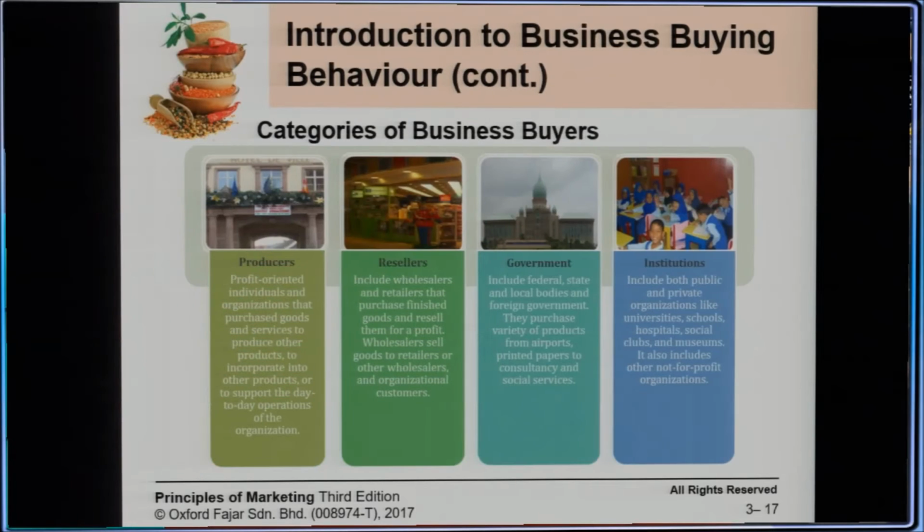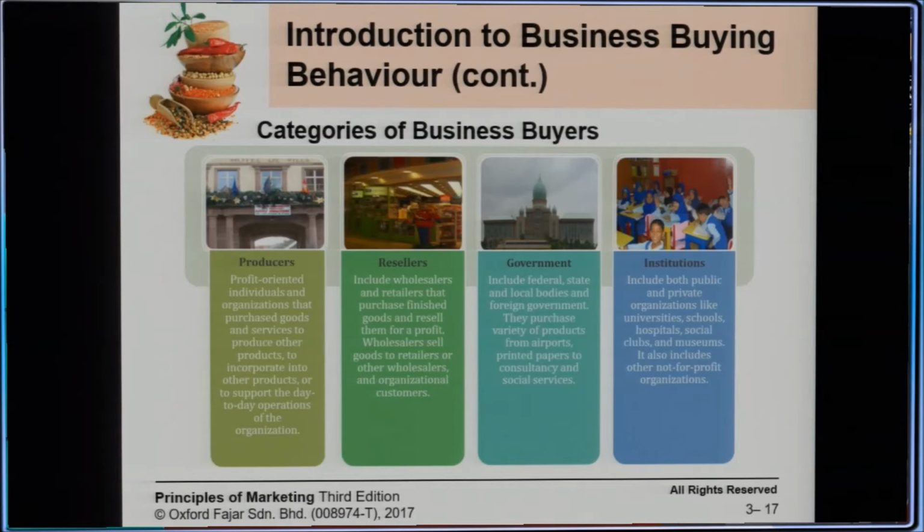Categories of business buyers: producer, reseller, government and institution. Producer is defined here as a profit-oriented individual and organization that purchases goods and services to produce other products, to incorporate into other products, or to support the day-to-day operation of the organization. Whereas resellers include wholesalers and retailers that purchase finished goods and resell them for a profit. Wholesalers sell goods to retailers or other wholesalers and organizational customers.